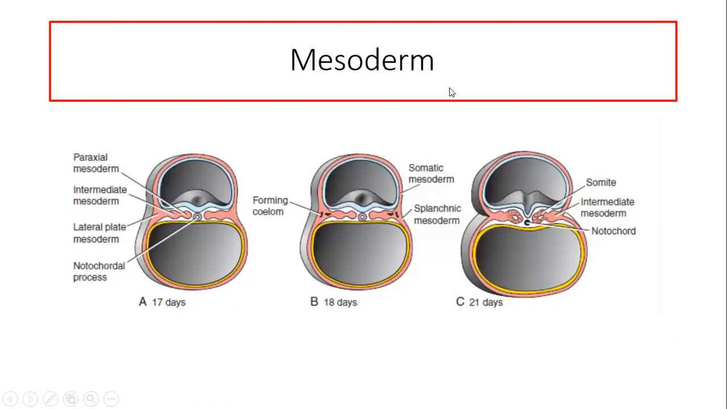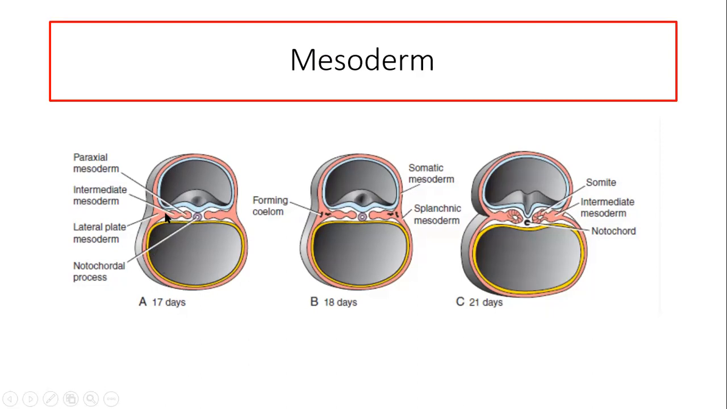Now coming to the fate of the mesoderm. If you remember, this is the notochordal process which is inducing the overlying epiblastic cells to form the neural plate. Now the three germ layers have been formed. This one is the ectoderm surrounding the amniotic cavity. This one is the mesoderm, and this one is the definitive endoderm surrounding the yolk sac.